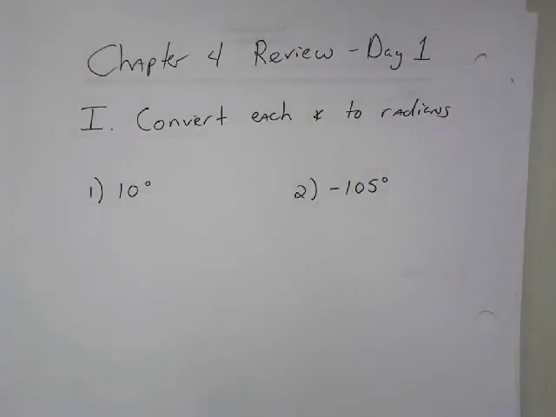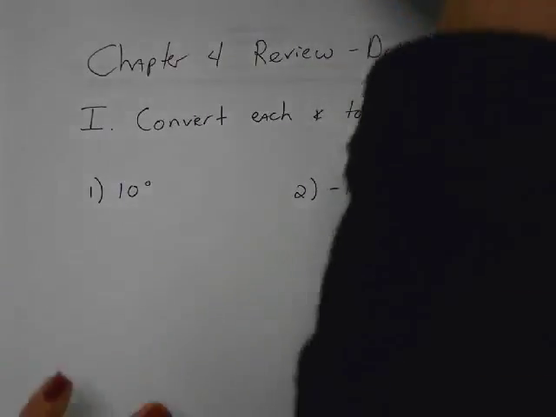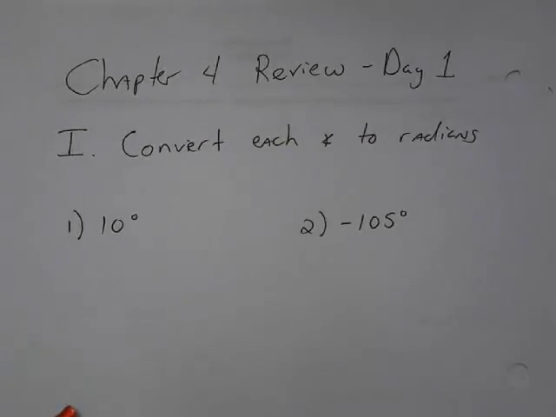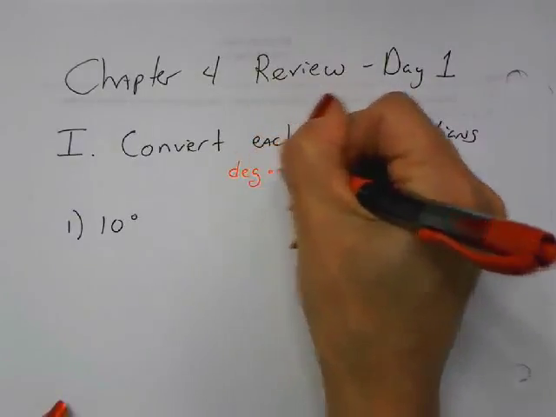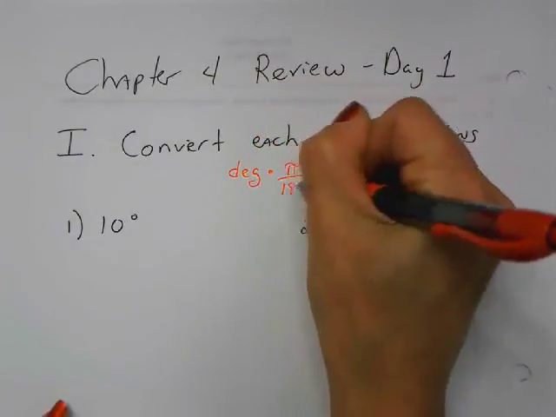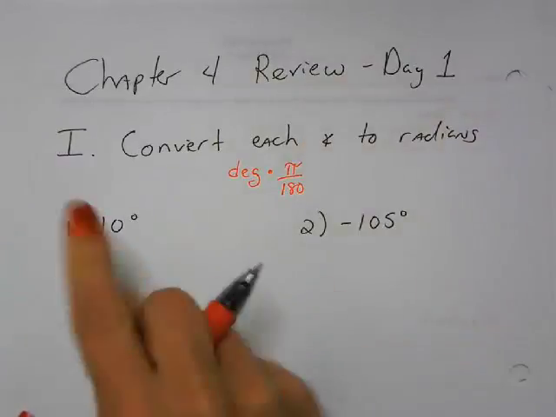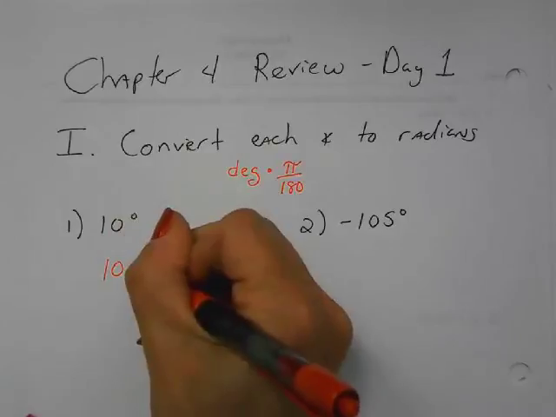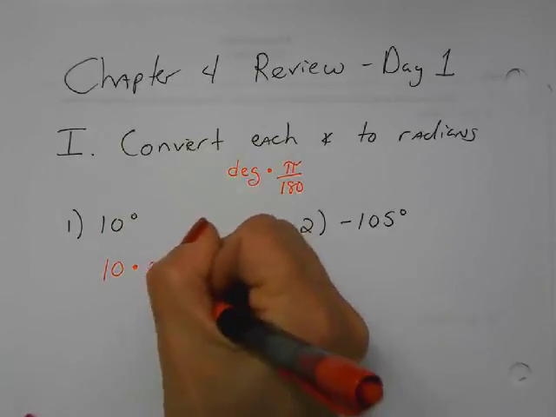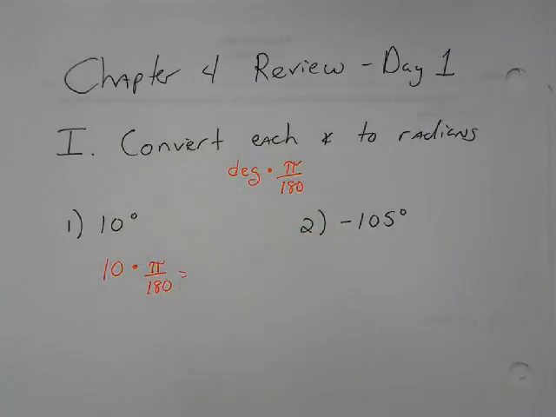So that's the first formula that you need to know for your test, which is Friday. So to convert, you're going to multiply degrees times pi over 180. So if I give you 10 degrees, you would do 10 times pi over 180. Go ahead and make sure your calculator is definitely in degrees. For Friday's test, it needs to stay in degrees.